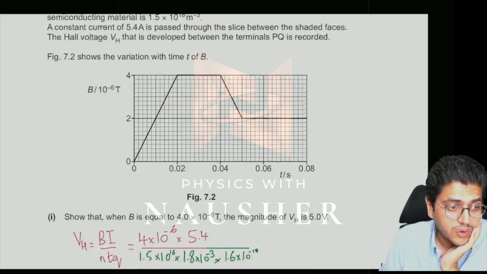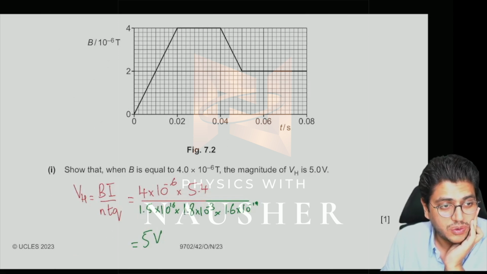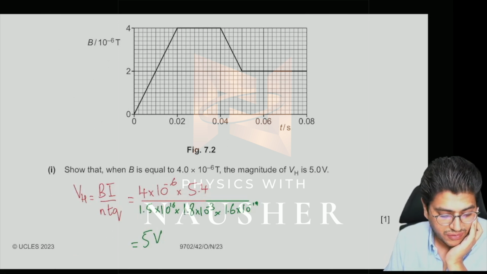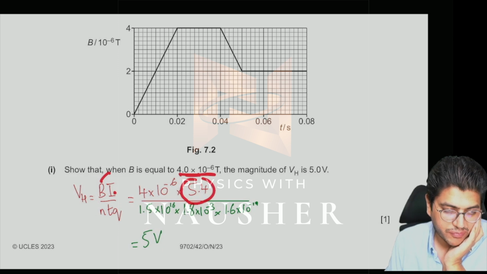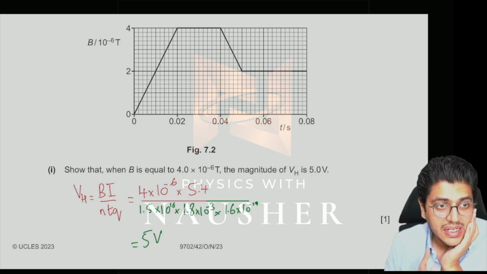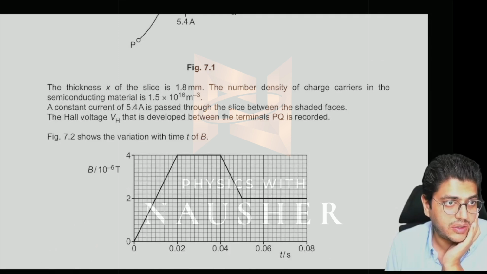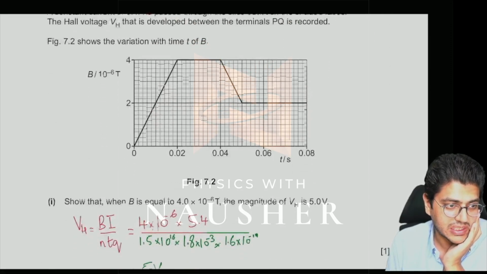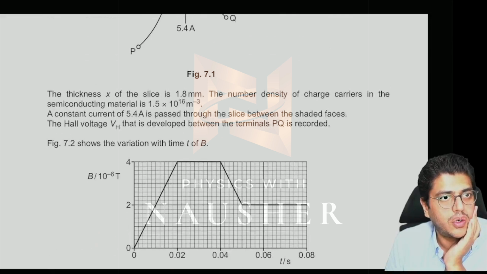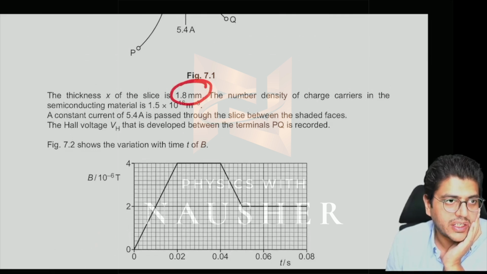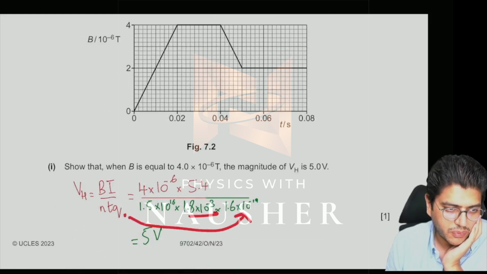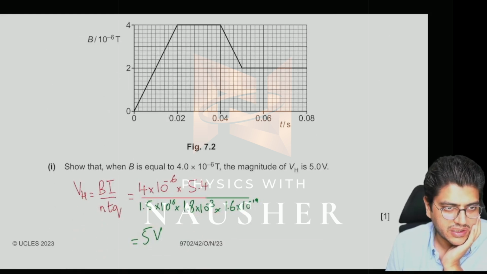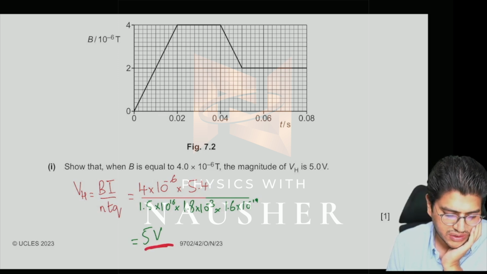The formula for Hall voltage is BI over NTQ, where B is the flux density, which they have given you, 4 × 10⁻⁶. I is the current, which was given to you as 5.4. I showed it to you above. N is the number of charge carriers. They were also given to you, 1.5 × 10¹⁶. T is the thickness of the Hall probe, must be given to you in the question. 1.8 millimeters, convert that to meters, so 1.8 × 10⁻³, and Q is the charge, 1.6 × 10⁻¹⁹. You get your Hall voltage as 5 volts.